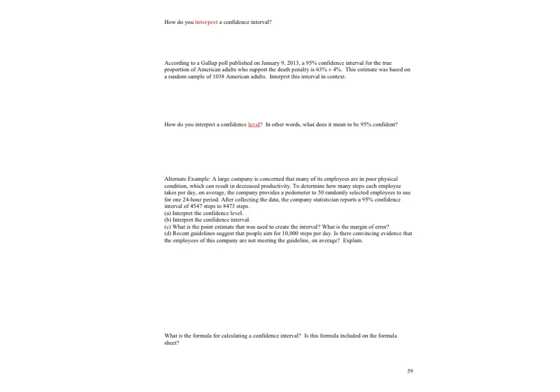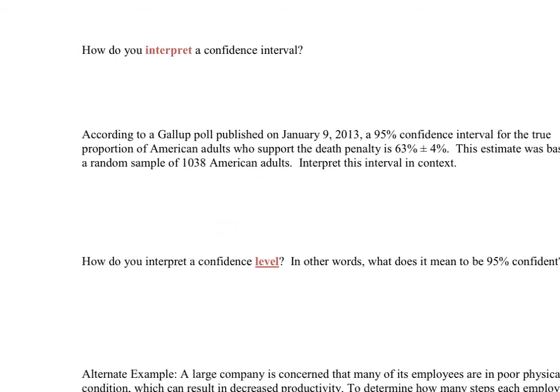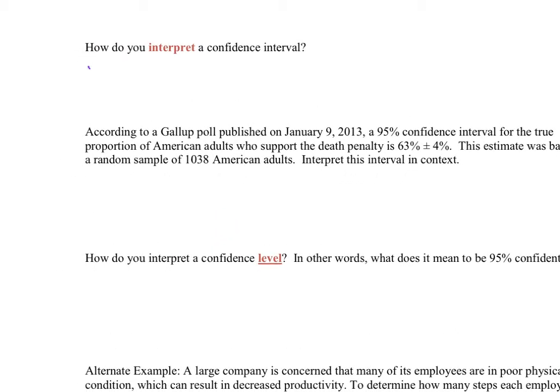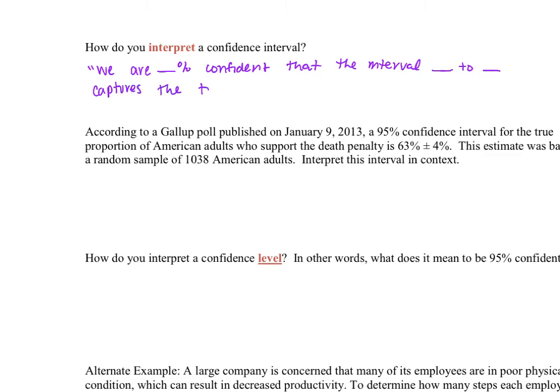So let's talk about interpreting a confidence interval. There's a standard form I want you guys to use. We are whatever percent confident that the interval blank to blank captures the true, important parameter in context. Make sure you put it in context.